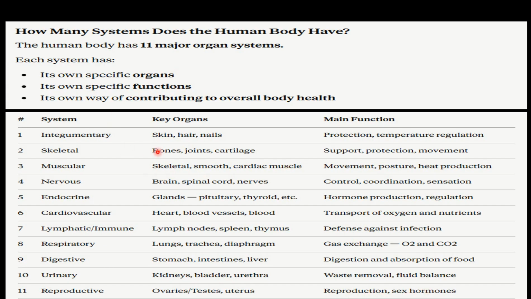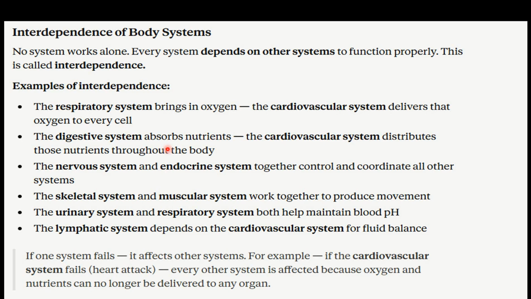So these all are the systems that come under a human body. Okay, so I think now you have an idea of it. Now let's see what other things we have. Yes, this is very important. Regarding human body systems, you should know the interdependence of the body systems, because no system works alone. Every system depends on the other systems to function properly. Okay, and this is called interdependence.